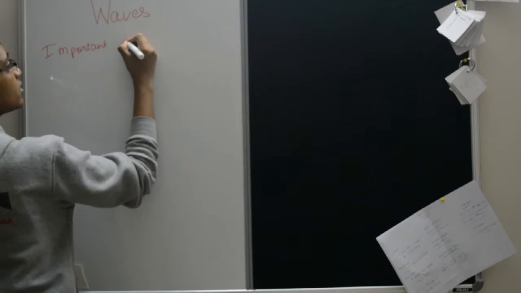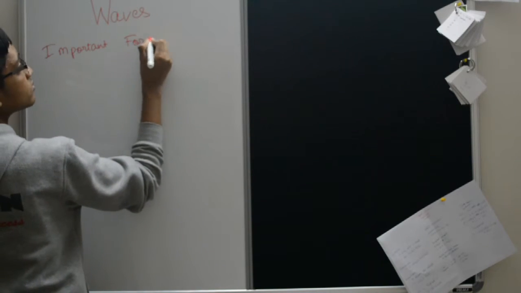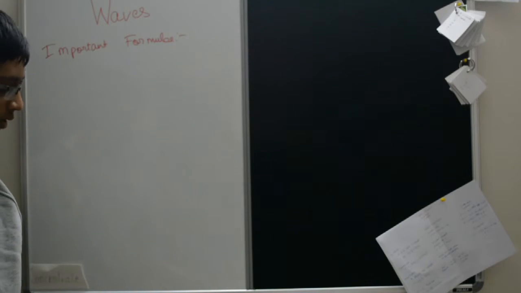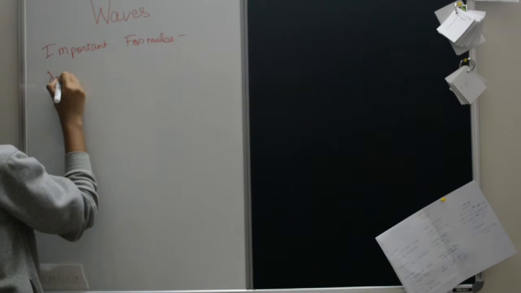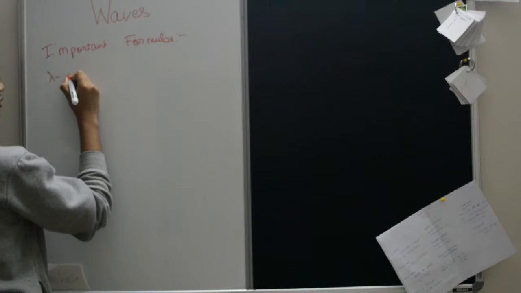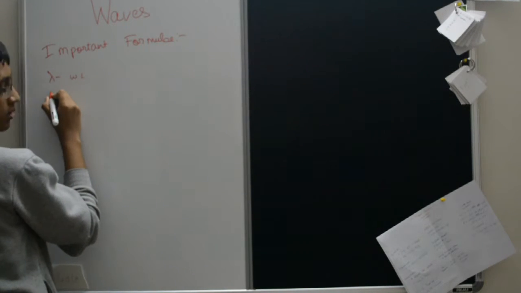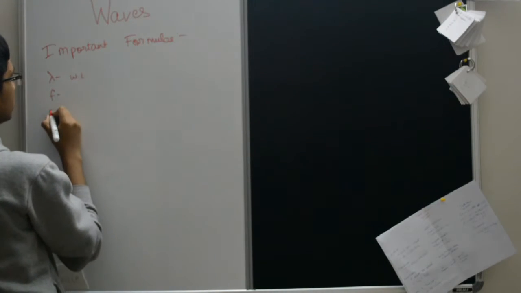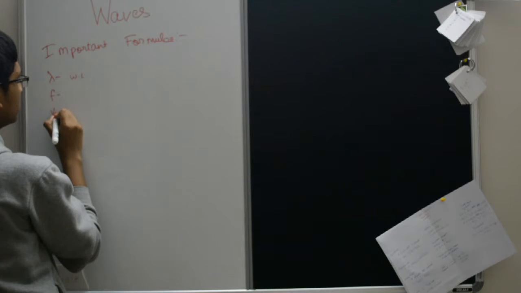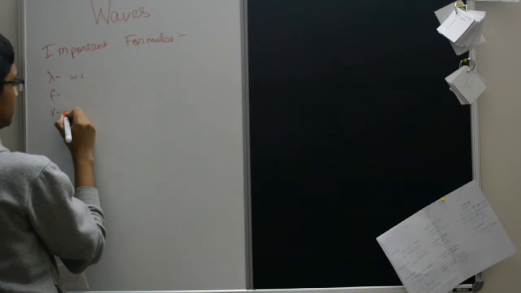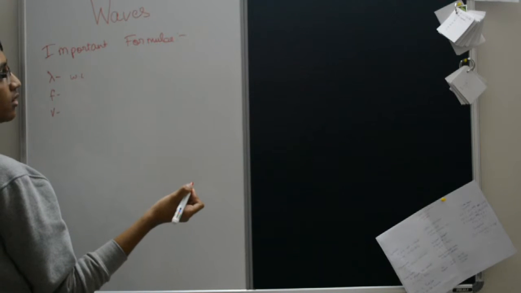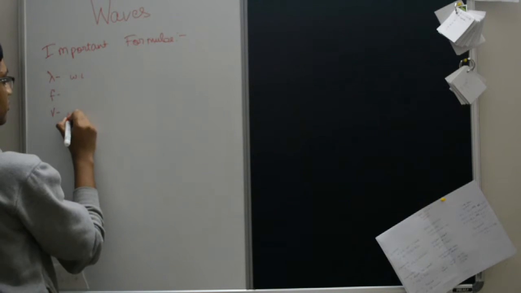Now, important formulae, and this is common for all waves. So the first thing is lambda. Lambda you should know, which is wavelength. Then after that we have the frequency, and after that we have the speed of whatever it is that you are sending the wave.